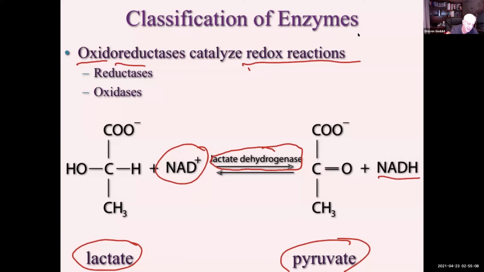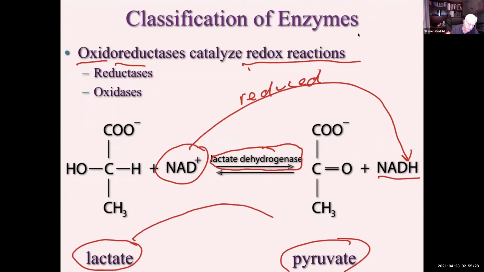Okay. NADH has been what? This has been reduced. How do you know it's been reduced? You've added hydrogen. Remember, reduction is adding hydrogen, oxidation is adding oxygen. Okay, lactate goes to pyruvate. That is oxidation. You added oxygen right there. Okay. So lactate dehydrogenase causes the reduction of NAD plus to NADH and the oxidation of lactate to pyruvate.